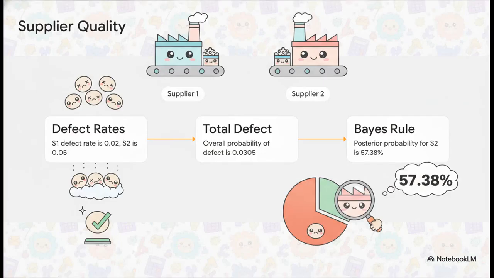Let's apply this to a real-world business case. Say you buy 65% of your parts from supplier 1 and 35% from supplier 2. Supplier 1 has a 98% good yield, and supplier 2 has 95%. Suddenly, you find a defective part. Who's to blame? Let's walk through it step by step.